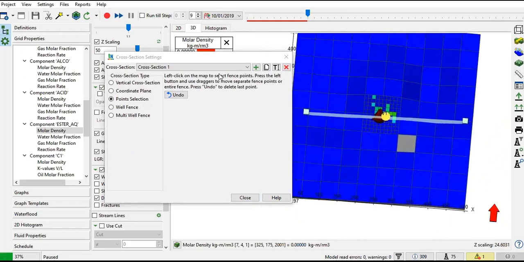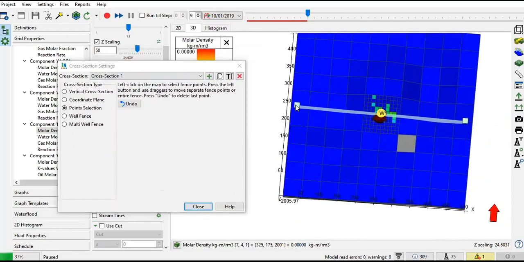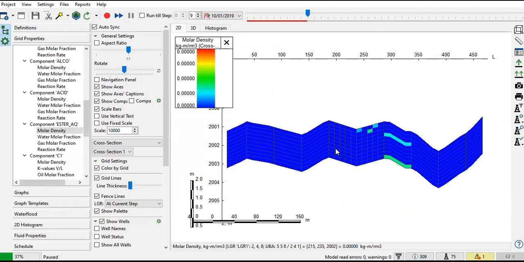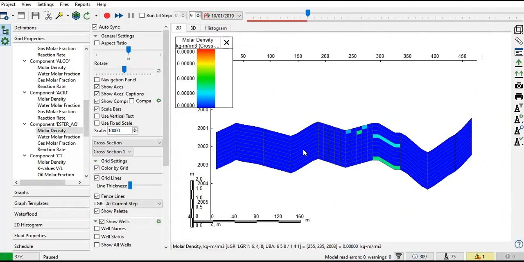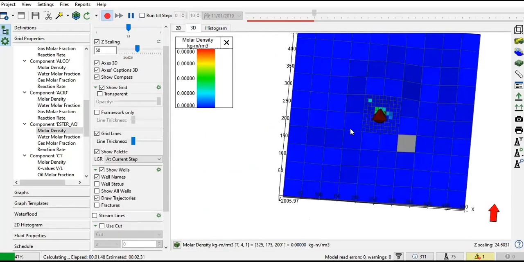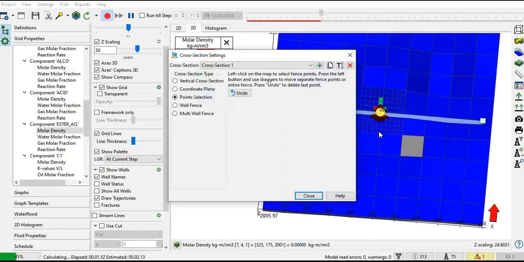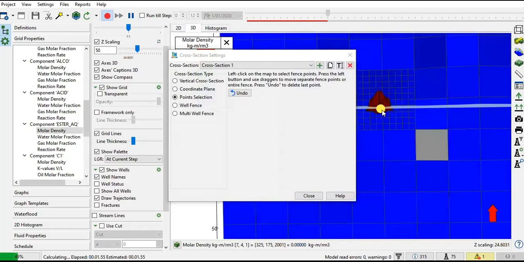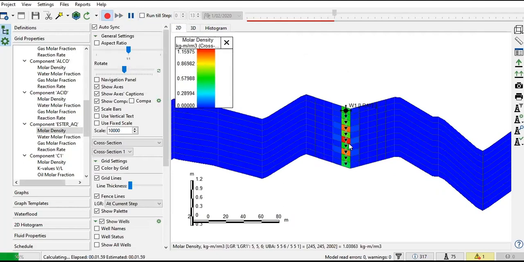Okay, so like this. Okay, beautiful. Close 2D. Now it's better. Continue, please. And can we hit the well? Okay, good.